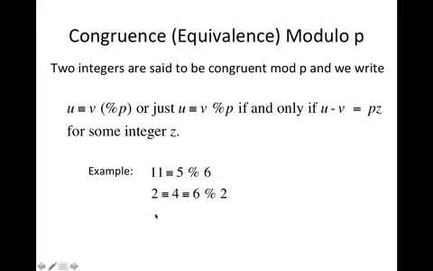You could have also subtracted 11 from 5 and arrived at minus 6, and that also is a multiple of 6. And likewise, all these numbers like 2 and 4 and 6 are congruent mod 2 because they're all even numbers, and when you divide them by 2, you get 0. So they all map to 0, and they're all the same number. That's what congruence is all about.